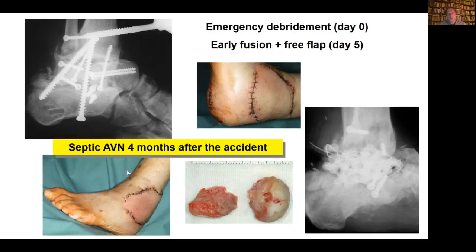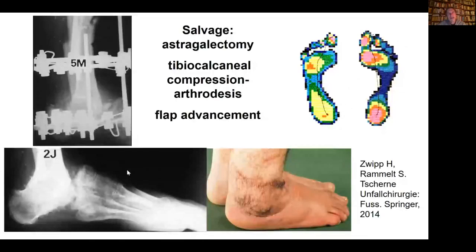The flap had to be advanced. Again, we started with the Masquelet technique, and then as a salvage procedure, he was put in an Ilizarov frame and got a tibial-calcaneal compression arthrodesis, so kind of a resection arthroplasty at the former Chopart joint. Interestingly, he was doing quite okay. He was not having pain during daily life, but of course the hindfoot with the loss of the talus was much shorter. But because he underwent more than 20 surgeries, because he was a polytraumatized patient, he didn't want to have any surgery anymore and walked around with a heel lift.